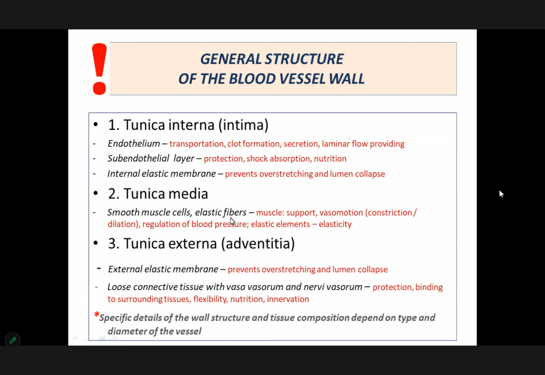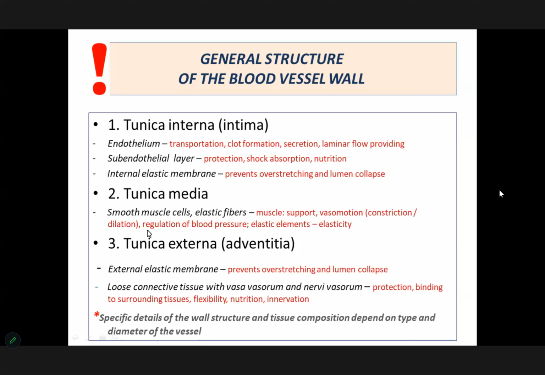This tunica media provides support of the wall of the blood vessel, and vasomotion, which includes constriction and dilation. It means that smooth muscles can contract and provide vasoconstriction, or muscle cells can return to their normal state and relax and cause vasodilation, increasing of the lumen of the vessel.